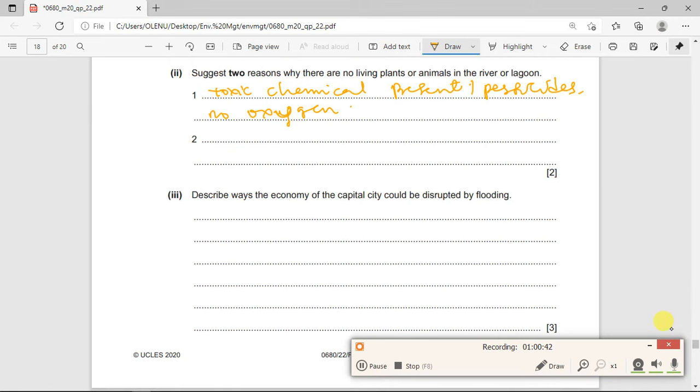Now, describe ways the economy of the capital city could be disrupted by flooding. This is simple. You have where properties, business and infrastructure are damaged. So here they're just asking the impact of flooding. So the impact of flooding is that properties are destroyed by the flood.